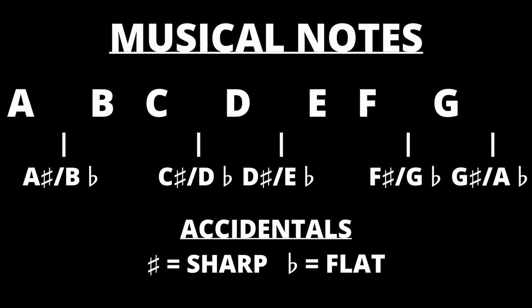In Western music, there are a total of 12 notes that are the building blocks of music. 7 of these are labelled with the letters A to G. The remaining 5 are called sharp or flat. They are also known as the accidentals.